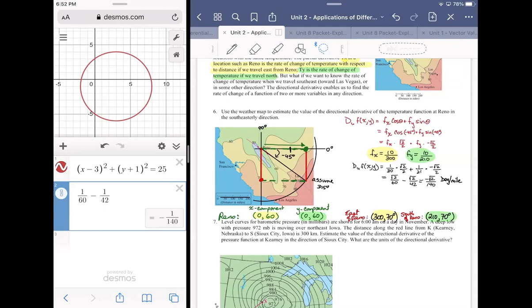That's the same idea. Move a little, correct. Move a little, correct. Move a little, correct. That's what a directional derivative does.